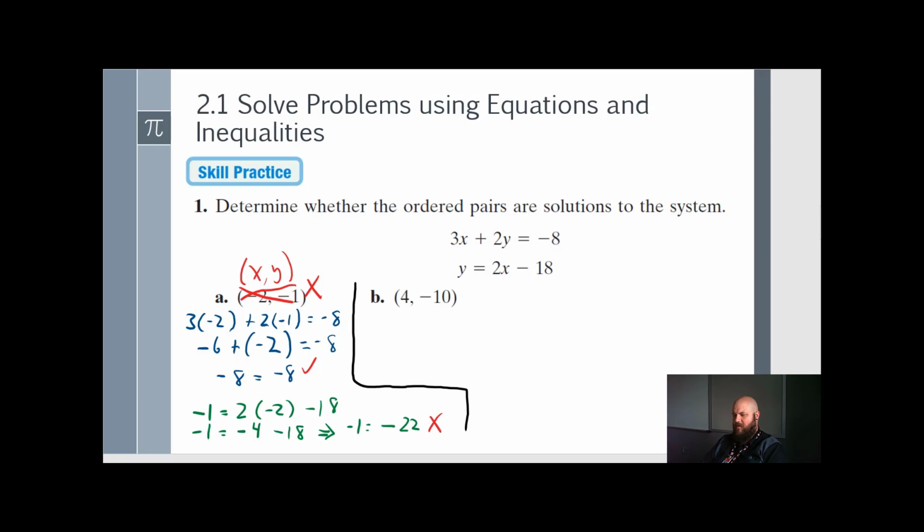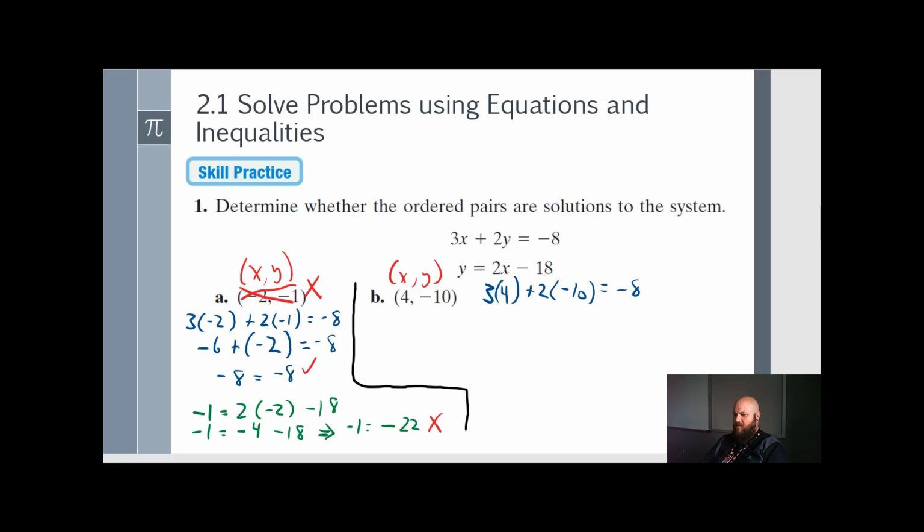So 4 and negative 10. Again, our X value is 4. Our Y value is negative 10. Alright, so let's see here, we have 3 times 4 is our X, plus 2 times Y is our negative 10, and that should equal negative 8.